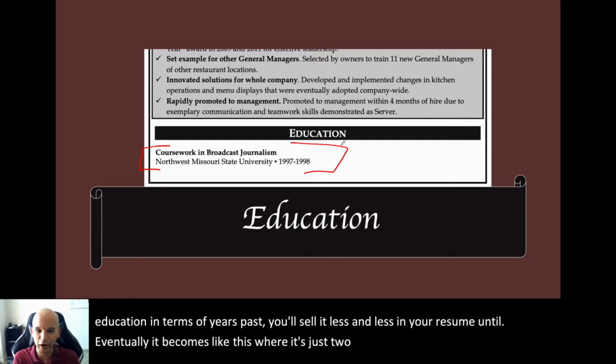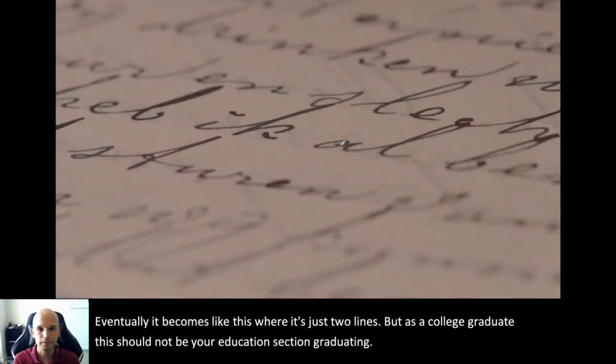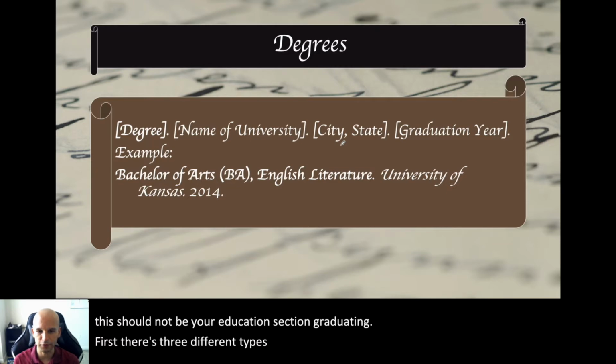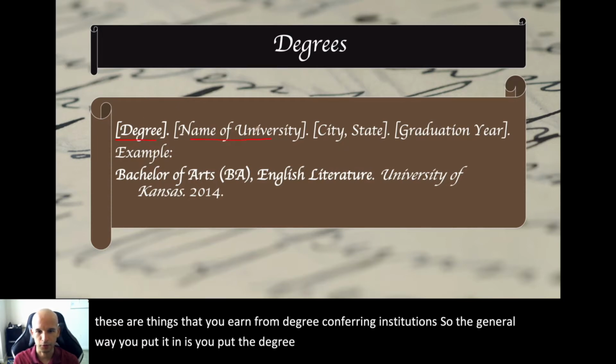But as a college graduate, this should not be your education section. First, there are 3 different types of education. The first type is a degree. These are things that you earn from degree conferring institutions. The general way you put it in is you put the degree, the name of the university or the conferring institution, the city and state of where it's located.